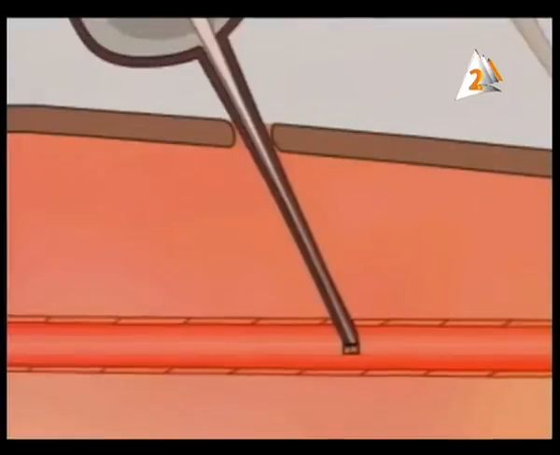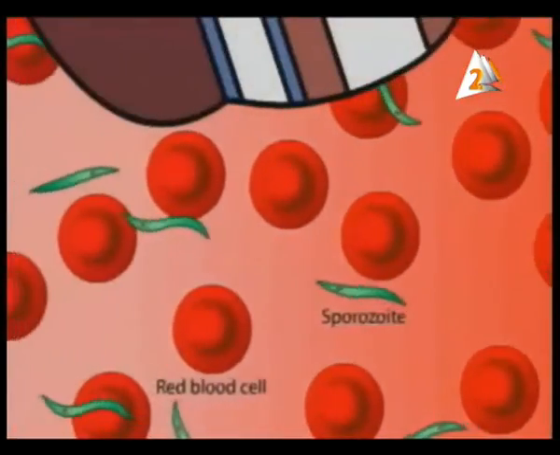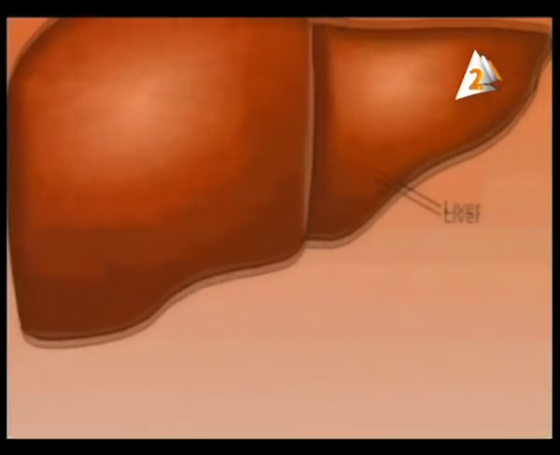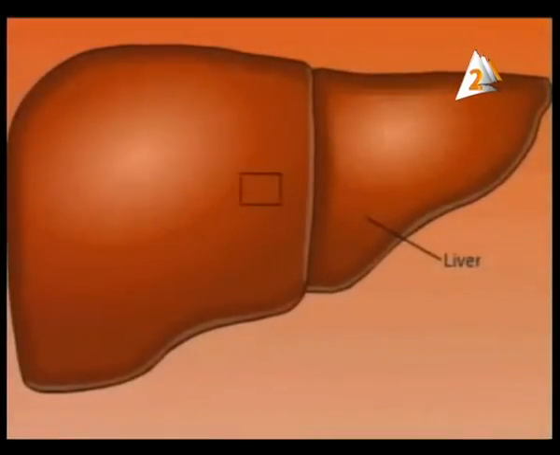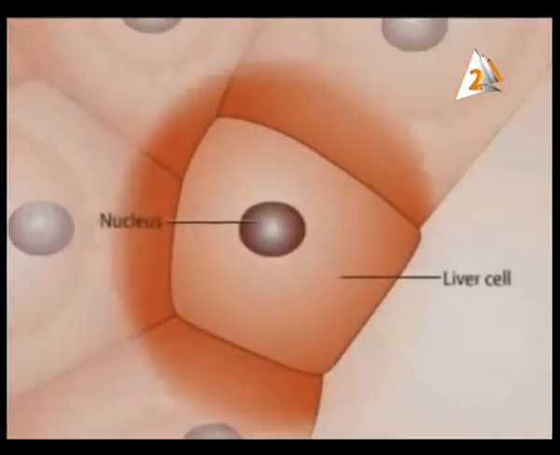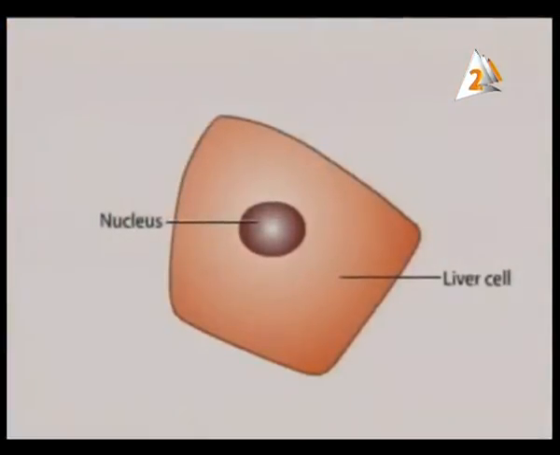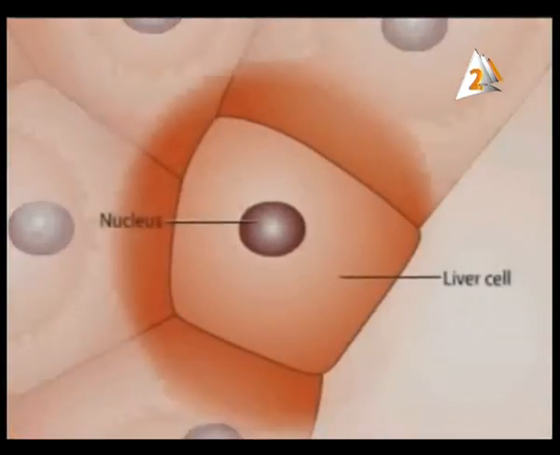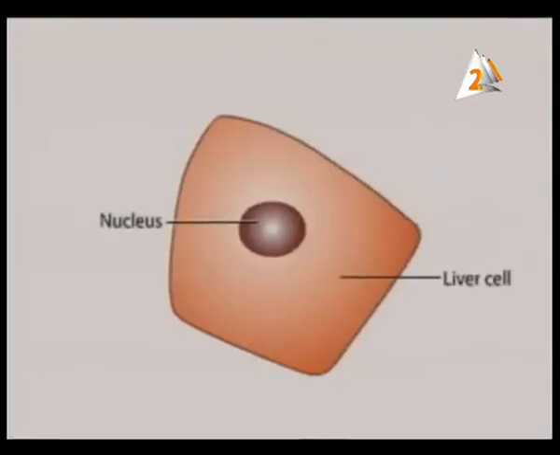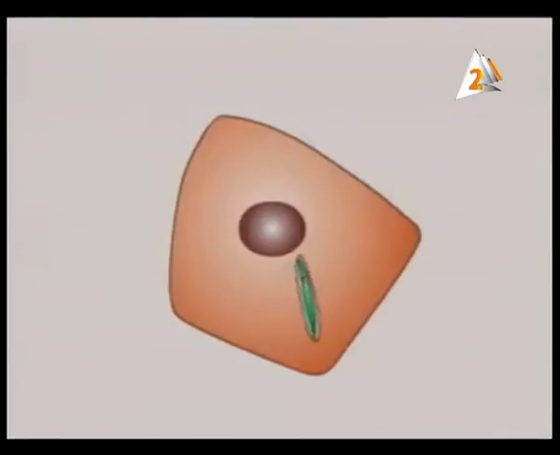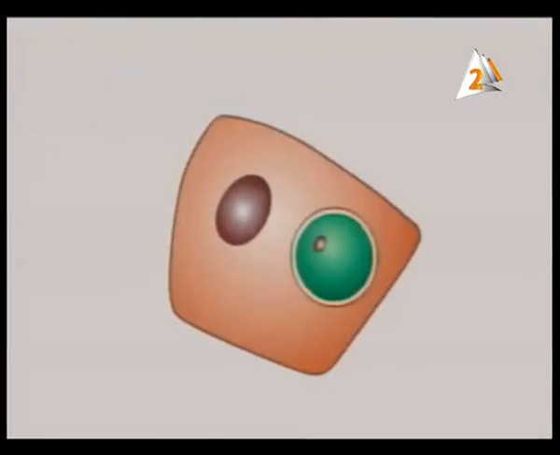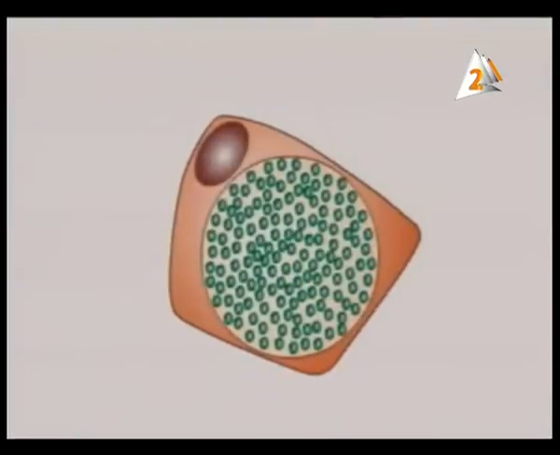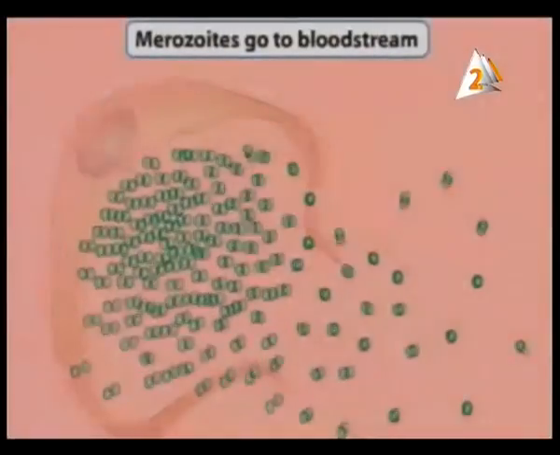A minute, spindle-shaped body called a sporozoite, very, very small, will be injected with the mosquito saliva. Then the sporozoites travel to the liver, where they spend an incubation period during which they make two cycles of asexual reproduction, where the nuclei divide by schizogony, giving several merozoites.